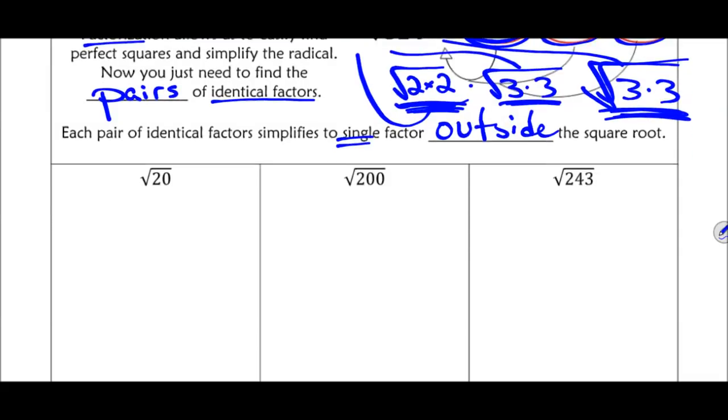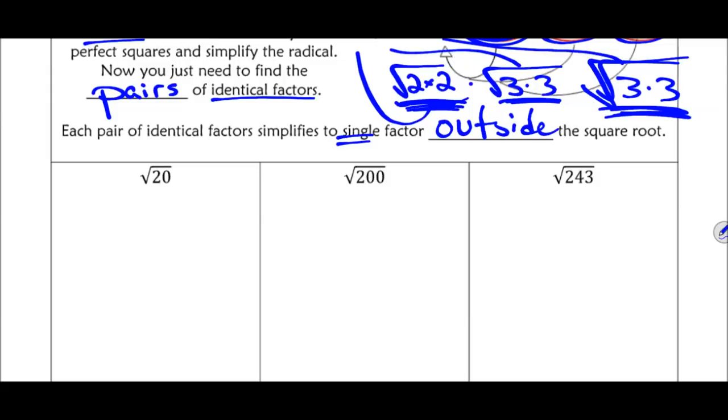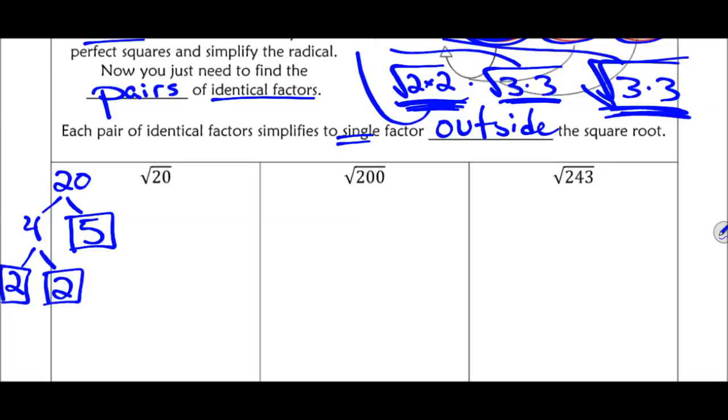So I'm going to break this down into all of its factors first. 20 split into 4 and 5. 5 doesn't break down anymore, but 4 will. That'll break down into a 2 and another 2. So the factors of 20 are 2, 2, and 5. The prime factors are 2, 2, and 5. That's still under the square root symbol right now. All I did was change that 20 into basically just a multiplication problem of smaller numbers.